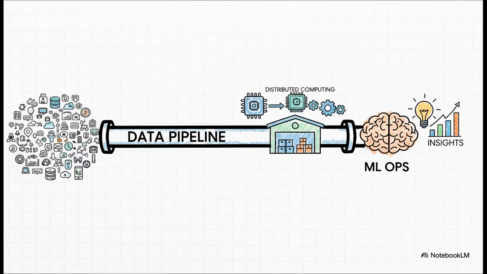The data and ML path is all about harnessing information on an insane scale. You'll be building these massive data pipelines to process terabytes of data, using tools like Spark, and getting into the really fascinating world of putting machine learning models into production.